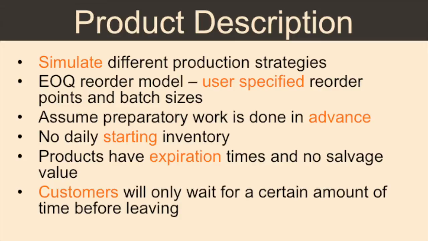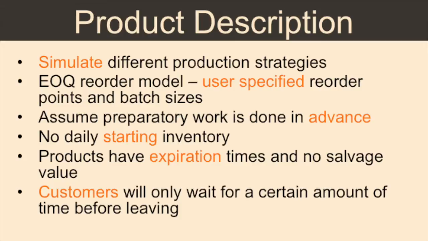Plan.Bake.Sell is a product that allows bakery business owners to simulate different daily production strategies. The product follows an economic order quantity model, or EOQ for short, that allows owners to decide how much of each particular product to bake when the inventory falls below a certain specified level. The model assumes that the preparation materials are already finished prior to baking, and that there is no starting inventory at the beginning of each day.